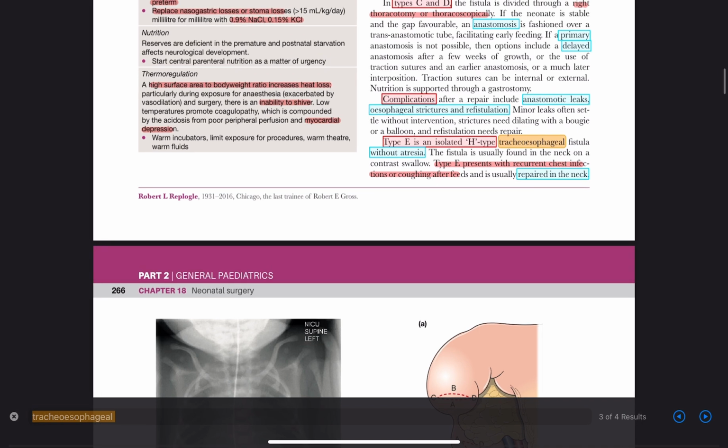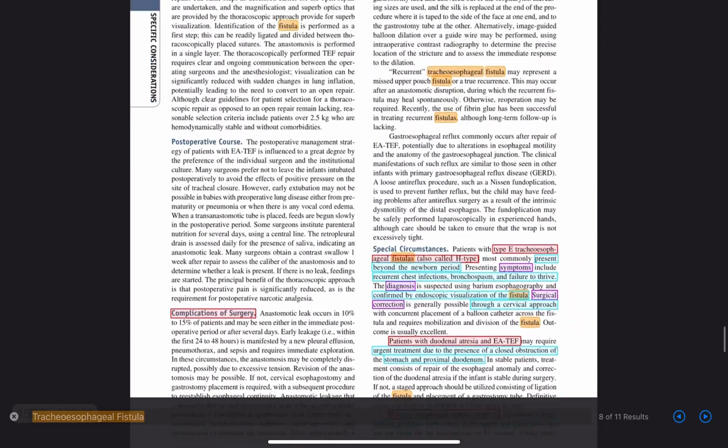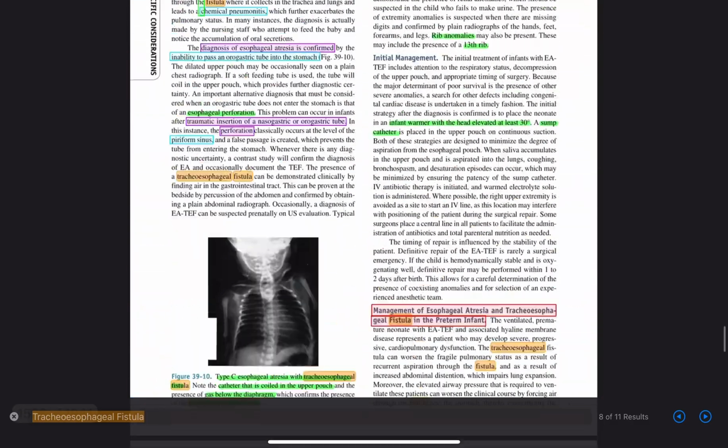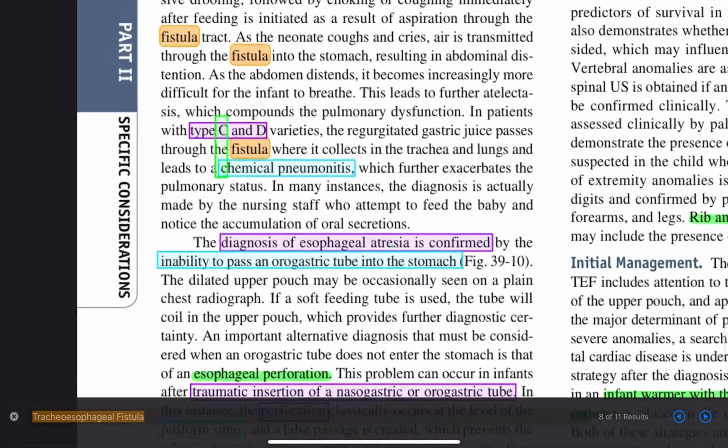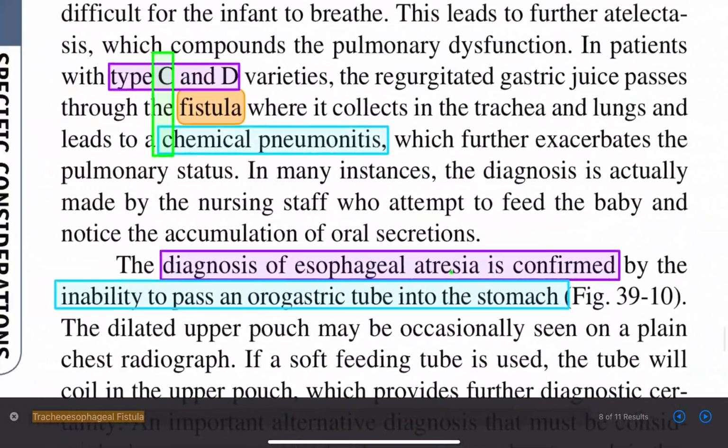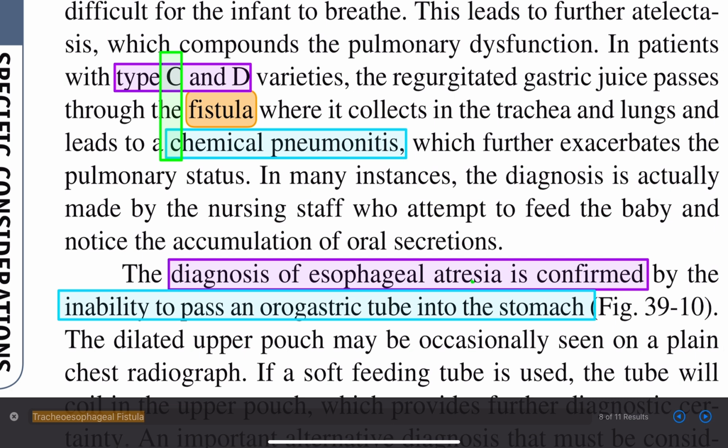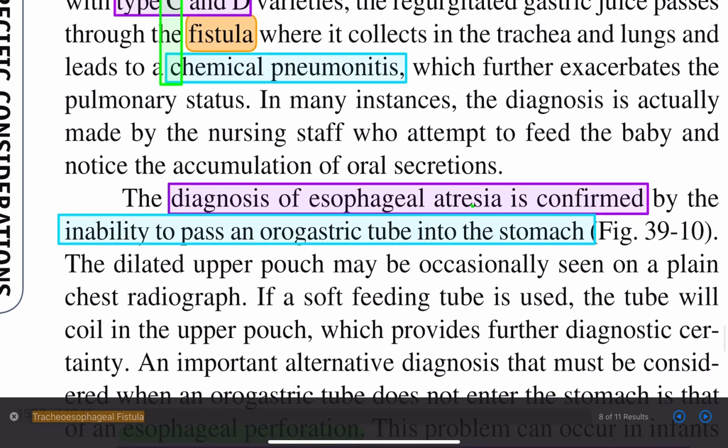Last few lines from SCHWARTZ. Let's see what important lines are given. In which type will you see chemical pneumonitis? Type C and D. C for C. Chemical pneumonitis in type C and D.